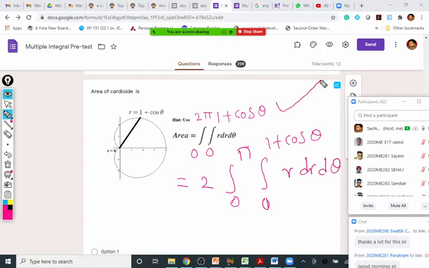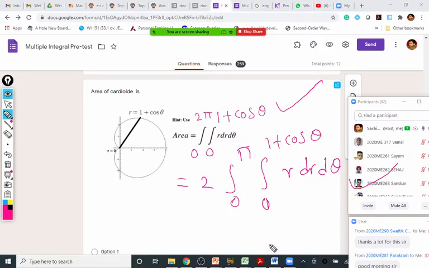So either you start with this or you start with that, you will get the same answer. But you can't write 4 times 0 to pi by 2. Few of the students make this mistake. You cannot, because the region is not symmetric in all 4 quadrants. The region is just symmetric above the x-axis and below the x-axis. So we take 2 times 0 to pi.